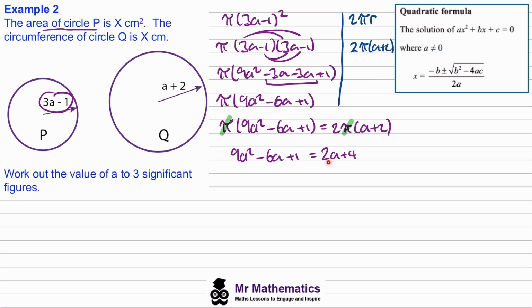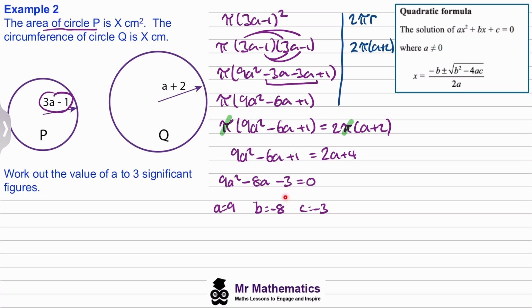Now because we have a quadratic, we need to make it equal to 0, so we'll move the 2a plus 4 over to the left-hand side. So 9a squared minus 8a, this is the negative 6a take away the 2a, minus 3, the positive 1 take away the 4, will equal 0. Now we can't factorize this, so we'll use the formula. The value of A will be 9, the value of B will be negative 8, and C will equal negative 3.